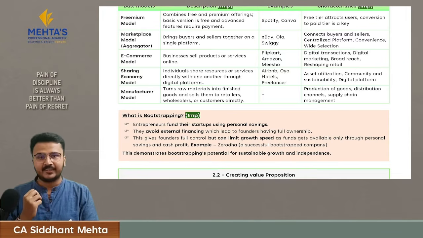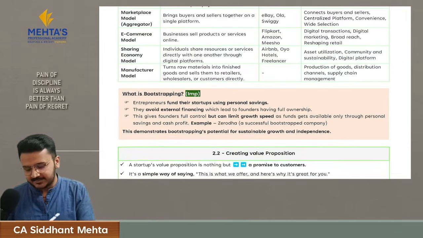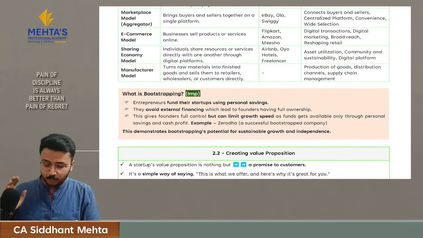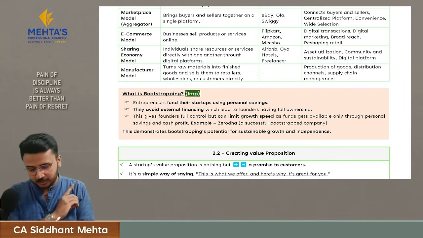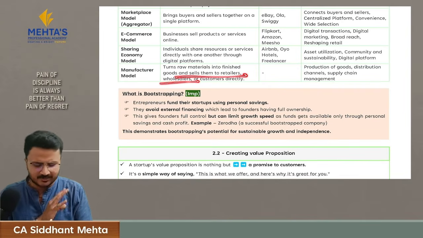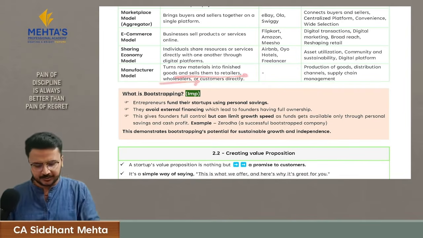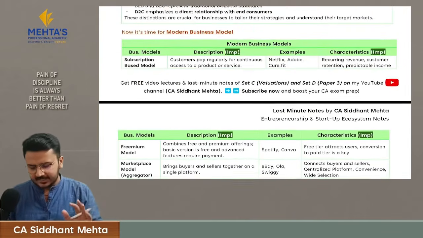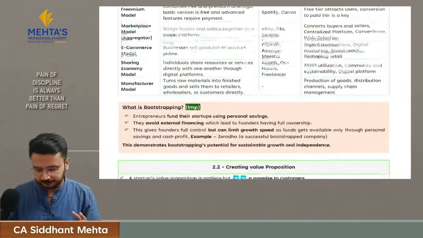And then there is the manufacturing model, where you turn raw materials into finished goods and sell them to retailers, wholesalers or customers. This is the basic model which we already know. So these are your modern business models.